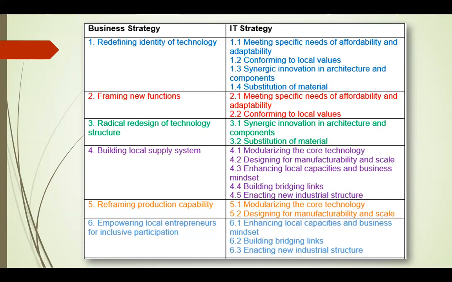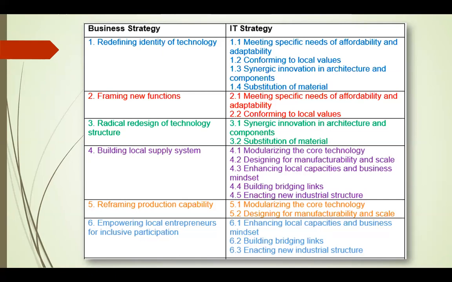The analysis in terms of this research illustrates that exploring appropriate technology in emerging markets consists of knowing what kind of technical structure is needed and what functions it can perform, which links together the framing new functions of individual products. As you can see in the IT strategy, these two IT strategies are repeated under framing new functions.